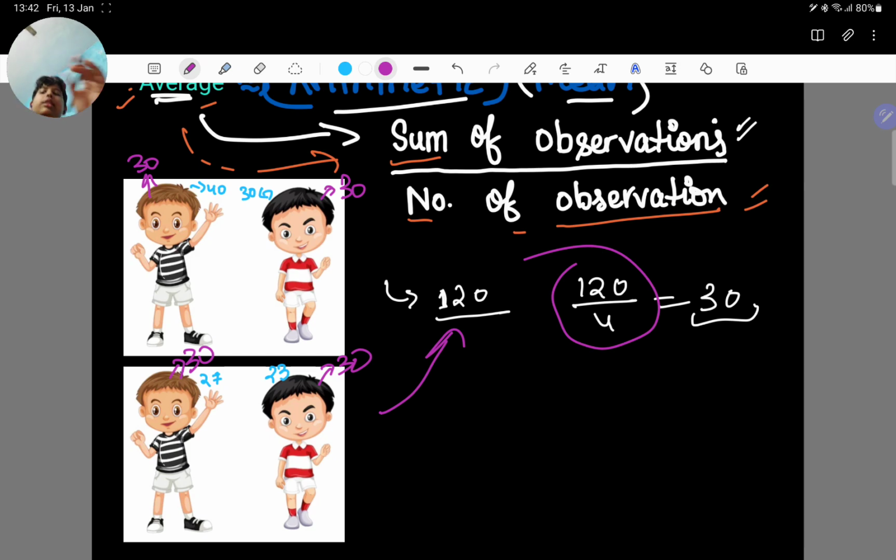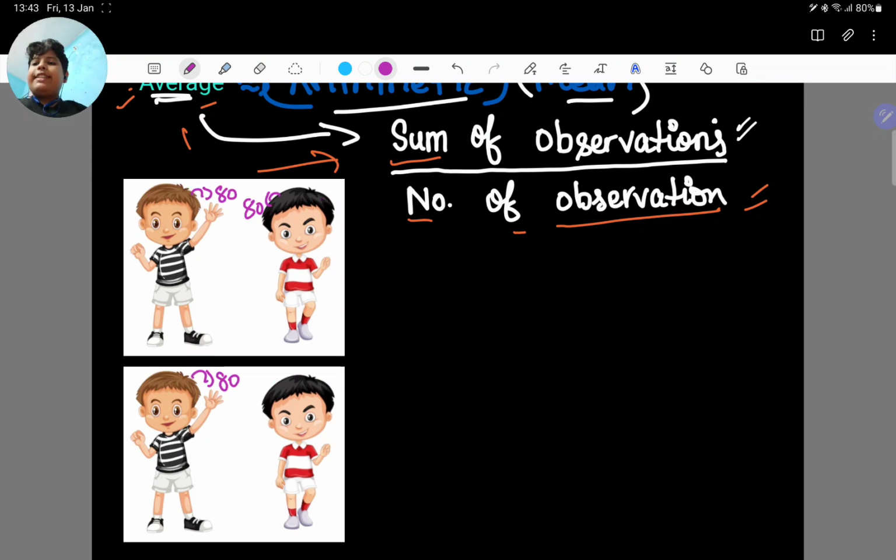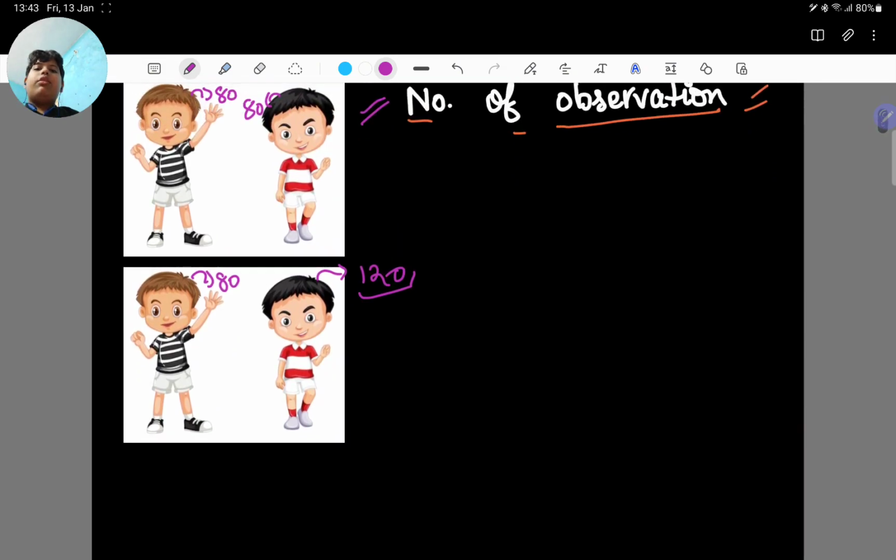Let's look at something else. For example, these have 80 kilos of weight, and this child has 120 kilos of weight. He's got too fat, I think. So how can we find the average without using this formula? We know that these three children have 80, but this one has 120, which is quite different. So now the average will not be the same.